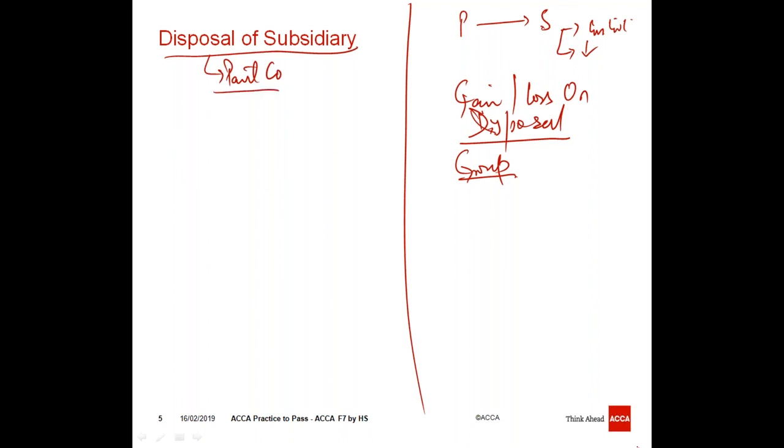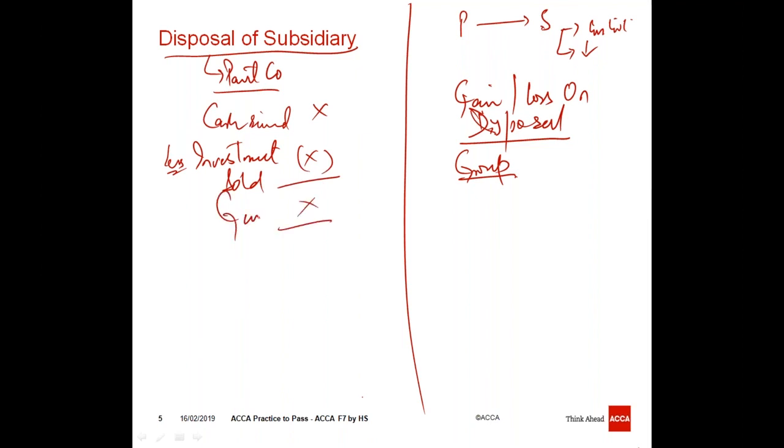The parent company's gain can be calculated by comparing the cash received with the investment sold. This difference will be the gain on the disposal to the parent company. Suppose we have an investment in shares with a value of 500,000, and we have sold this at the current value, which is 600,000. So the gain on the disposal to the parent company is 100,000.